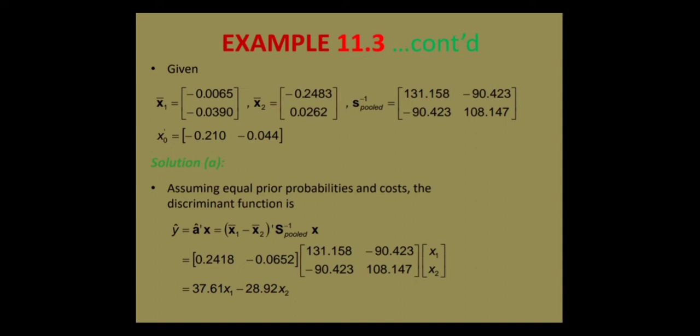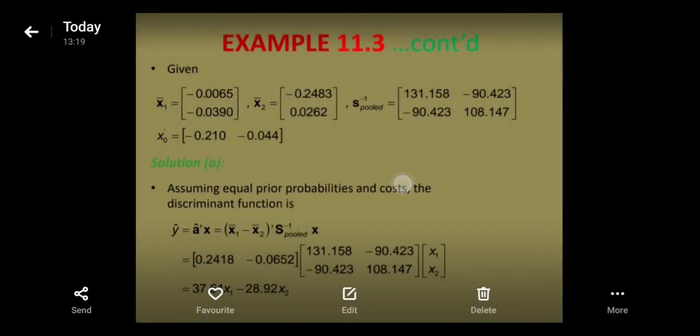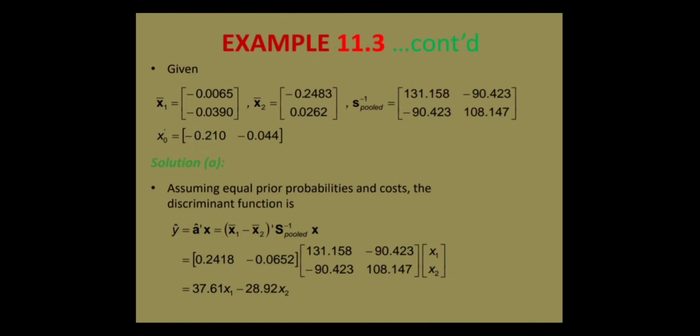Okay, so first you need to find the Y naught hat tadi kan, Y naught hat. So kat sini dibuat Y hat saja sebab kat sini X kat sini. Okay, X kat sini adalah X1, X2. Kalau kita buat Y naught terus pun boleh, Y naught hat. So you gantikan X1 dengan X2 kat sini dengan negative 0.210 and negative 0.044. Okay, replace in here. Kita cari Y naught. Okay, so macam mana dapat ni 0.2418 and negative 0.0652? You just minus this with this and this with this, so you will get this matrix.